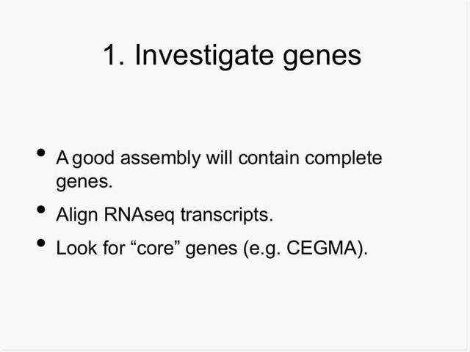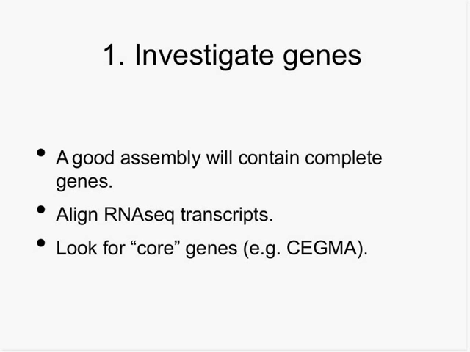The first thing you do is investigate your genes. So a good assembly will contain complete genes. It should be kind of obvious. One way you can find out if you've got complete genes is to look at your RNA-seq transcripts. You can assemble those transcripts. They would be complete genes, align them back to their genome, and they should be there completely. If you're missing them, that's probably you've got holes in your genome assembly.